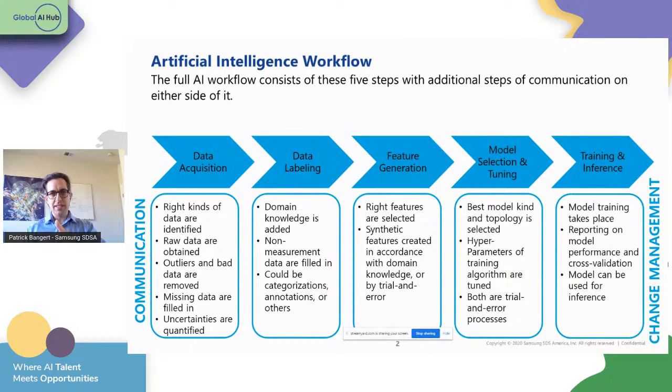Next, I have a completely clean data set that's been added to by these synthetic features. I now have to decide which type of model I am going to choose. Am I going to choose a neural network or a random forest? That's model selection. The algorithm to tune that model to the data that I have then has its own parameters, and those parameters have to be set.